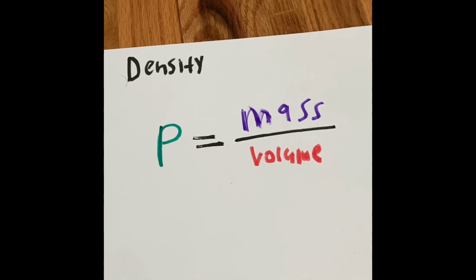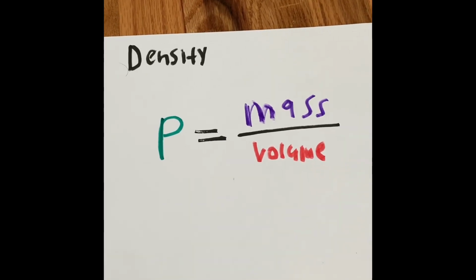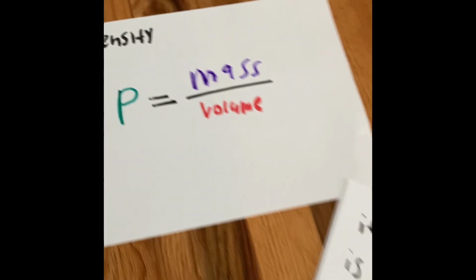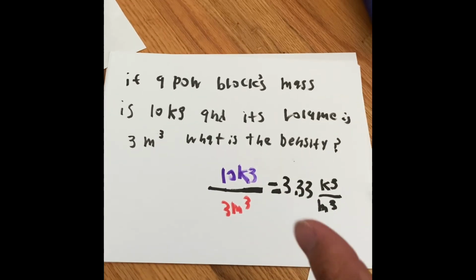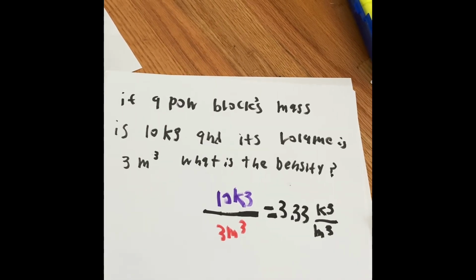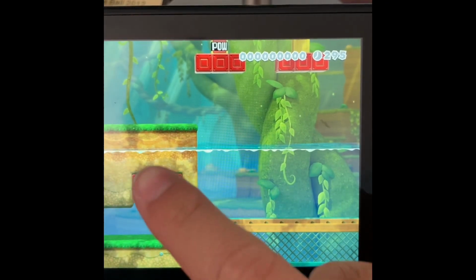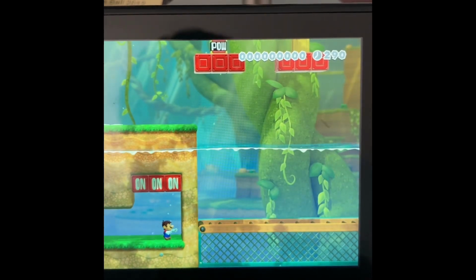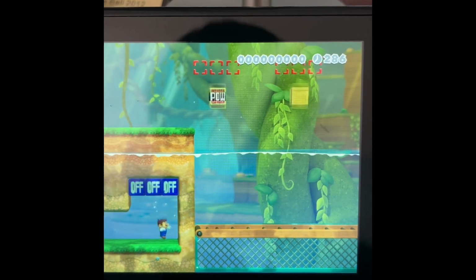But wait, we're not done yet. We can actually show an example of how density works. Because if we were using a POW block as the object for our problem, we're also going to use a wooden crate. And the thing about the wooden crate is, when Mario pushes that button right there, the two things up there will drop. There's a POW block and there's a wooden crate. Let's see what happens.